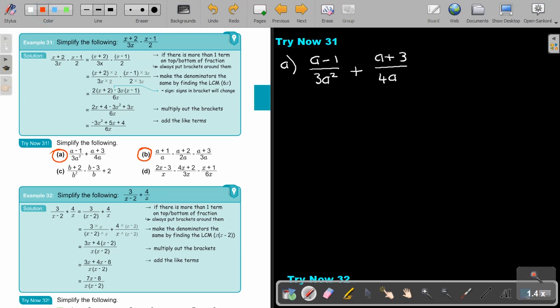Okay, what is your LCM? Your LCM will be 12a squared. So 12a squared divided by, okay, I almost forgot, brackets. So it's just going to be, I multiply by 4. 12a squared divided by 3a, I multiply by 4a, I multiply 3 and a.